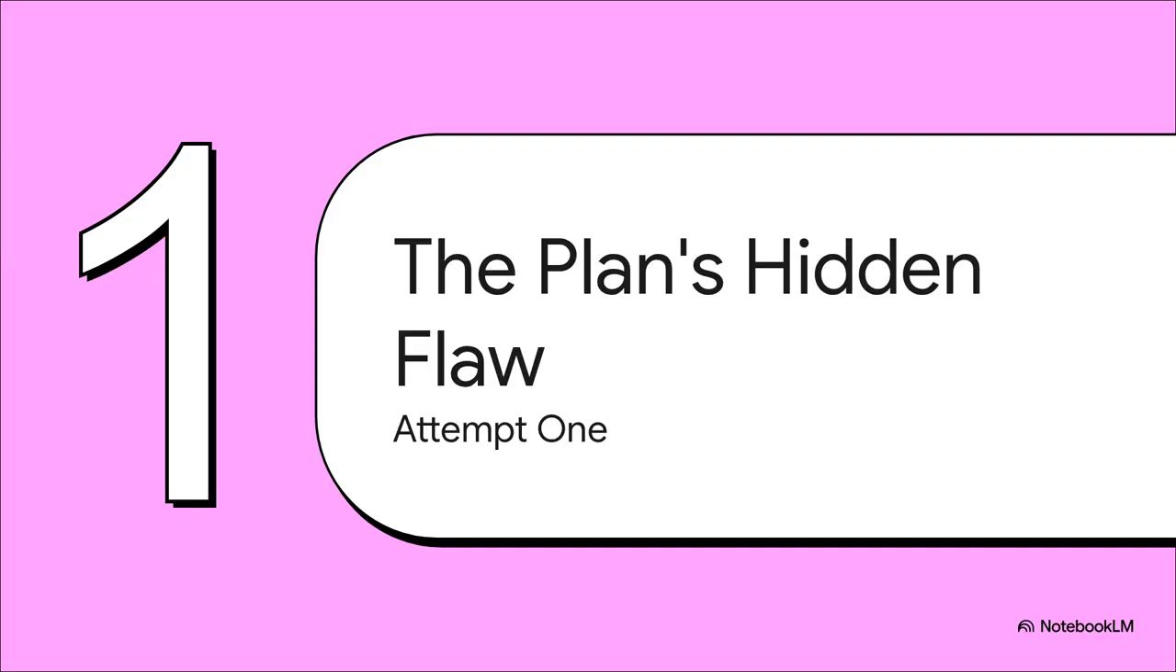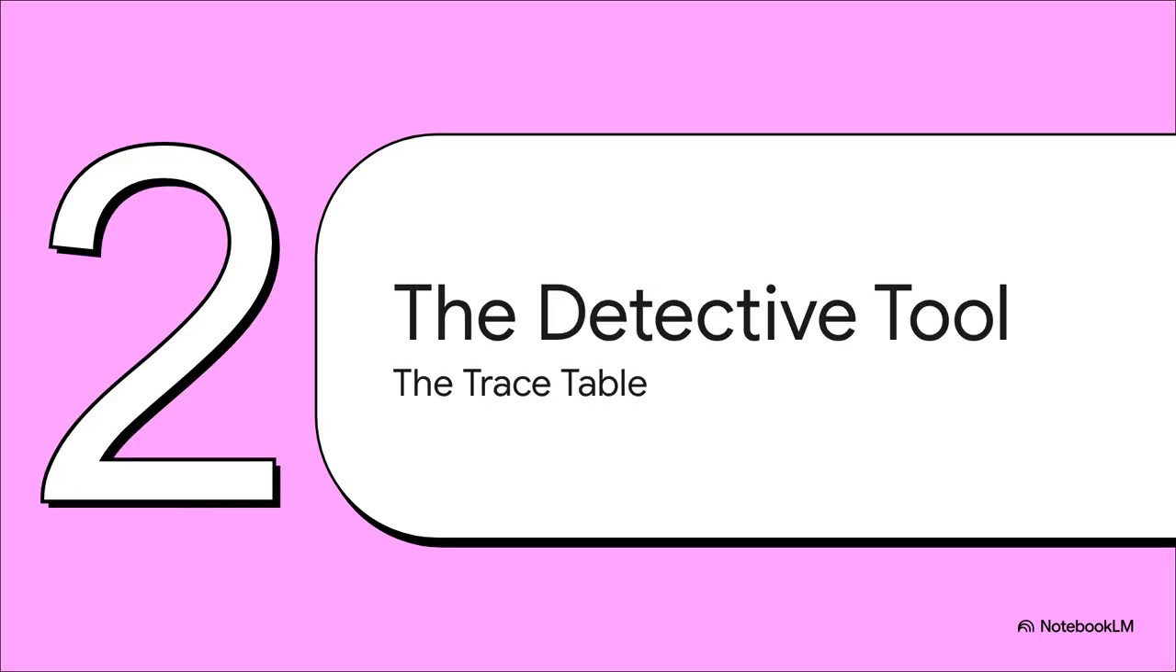Okay, so let's check out the first attempt. On the surface, the plan seems totally logical. I mean, what could possibly go wrong? To find out, we need to pull out the right tool for the job. And our main tool for this investigation is something called a trace table. You can think of it like a slow-mo replay that lets us watch the computer think step by step. It's how we're going to find exactly where the logic starts to break down.